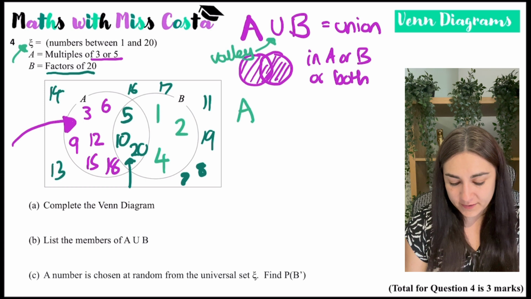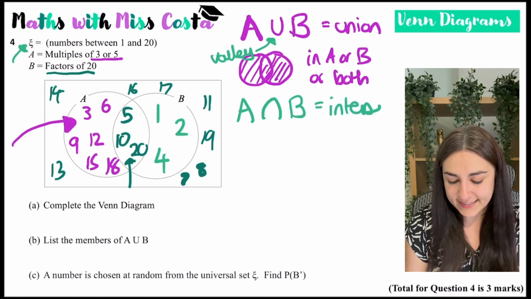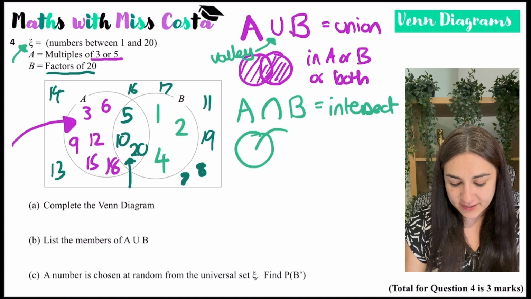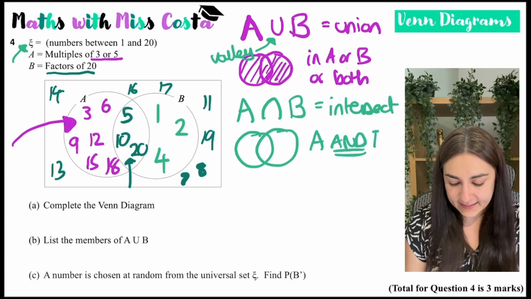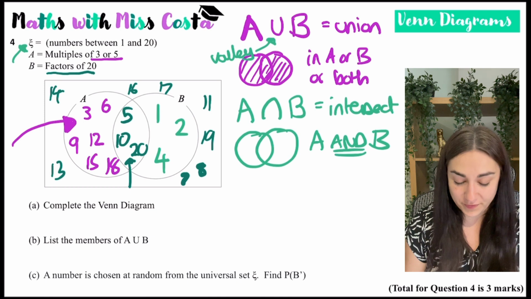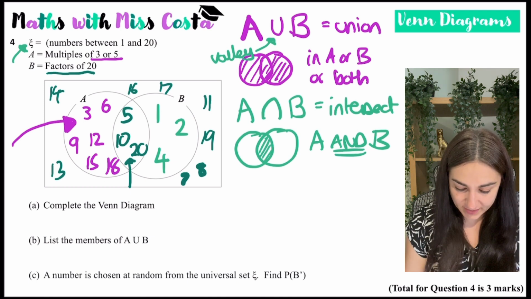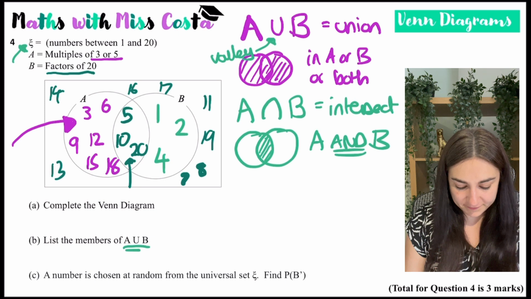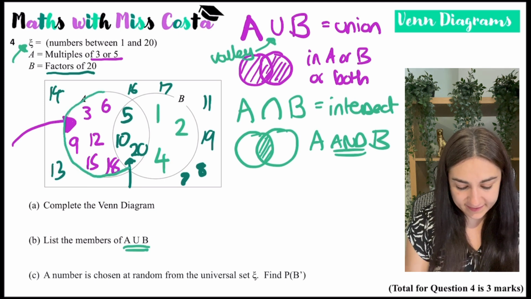The other type of notation is this, A intersection. So that is the intersect. So it essentially means anything that is in A and B. So it has to be in both of them. So that is just going to be anything in that little intersect there. So I am being asked to list the members of A union B, so everything that is inside here.